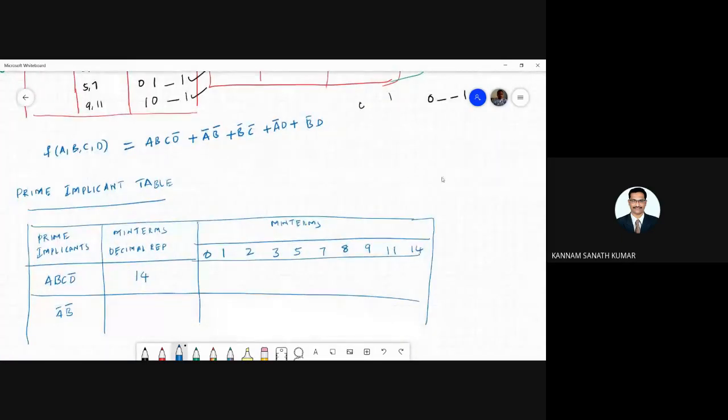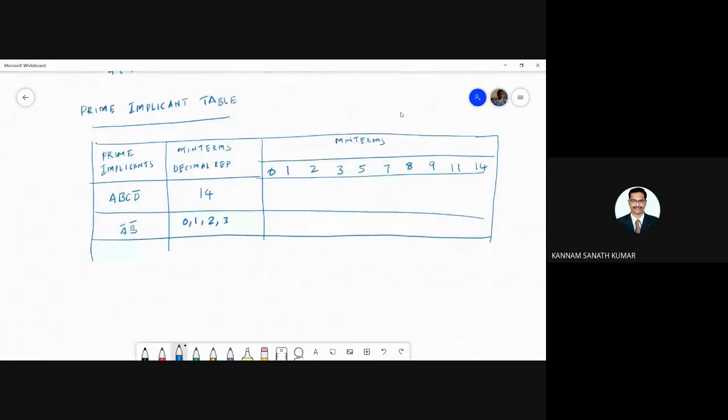Okay, so 0, 1, 2, 3. So 0, comma 1, comma 2, comma 3. Okay, so this is one more table. And next B bar, C bar. So how did you get B bar, C bar? Combining 0, 1 and 8, 9, you get B bar, C bar.